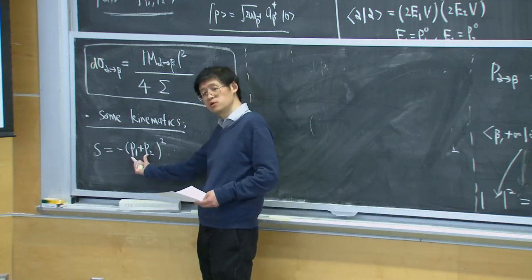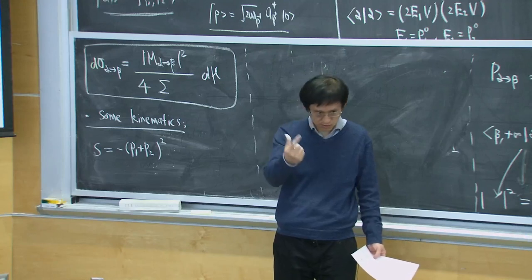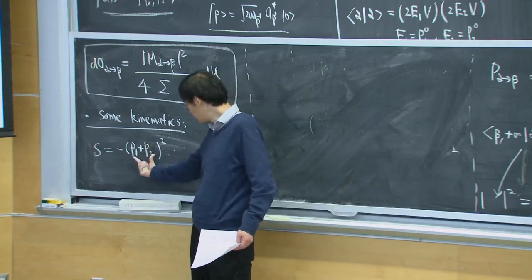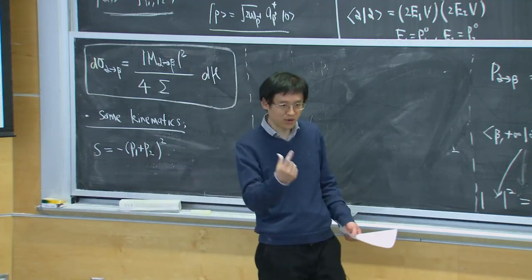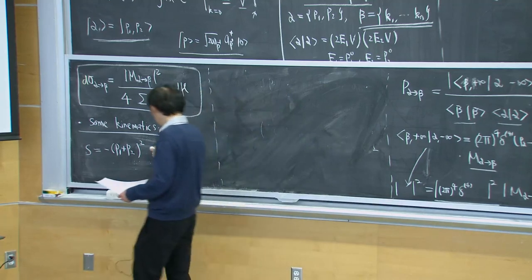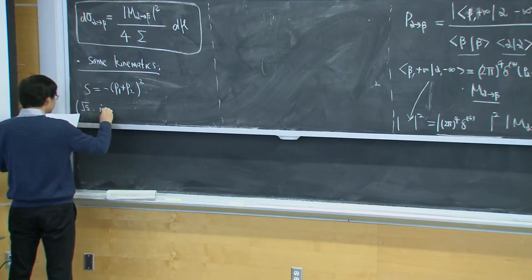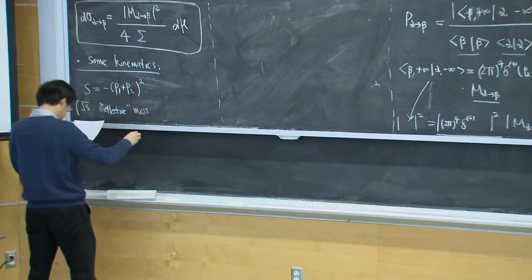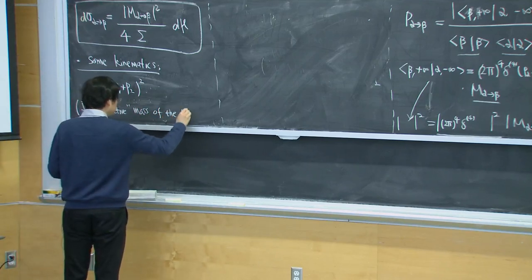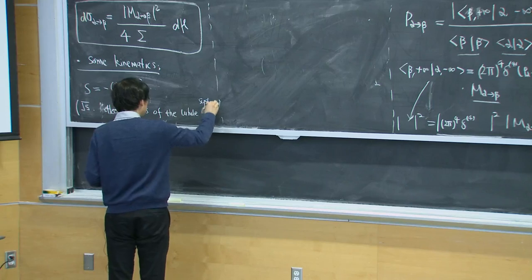P1 plus P2 is the total momentum of your initial state. Of course, it's also the total momentum of your final state, just from momentum conservation. And (P1 + P2) squared is essentially the invariant mass of your full system. So square root of s is the invariant mass, the effective mass of the whole system, by which I mean particle one, particle two, and also the final states.